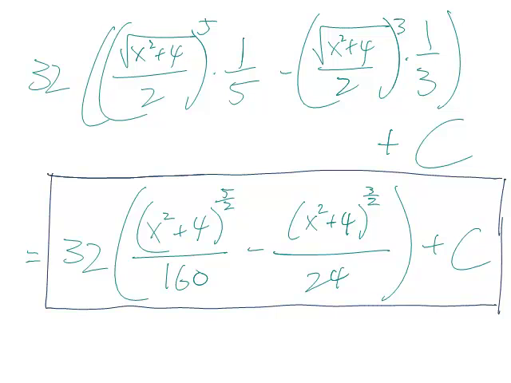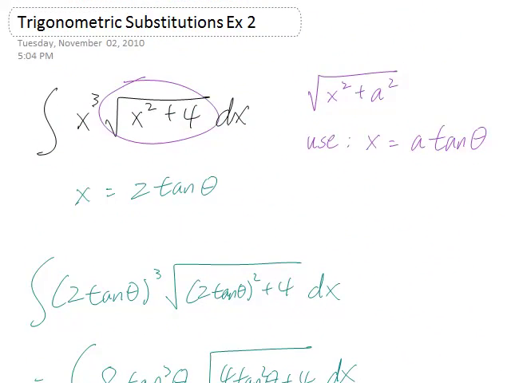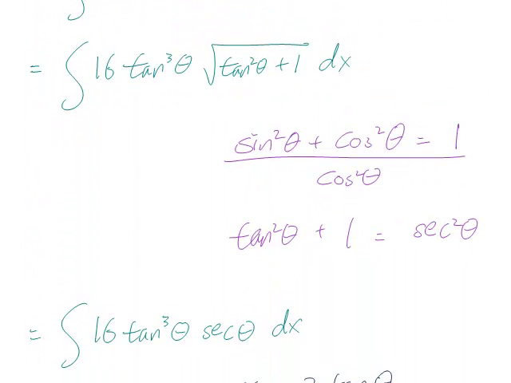So just a review of what we've done. What was the original problem? The integral of x cubed times root x squared plus 4. And the way we did that is we said, oh, root x squared plus 4 is the square root of x squared plus a squared. That's the form. So we're going to use the substitution x equals 2 tangent theta, because 2 squared is 4. And by using the identity that tan squared plus 1 is secant squared, we got rid of the square root.